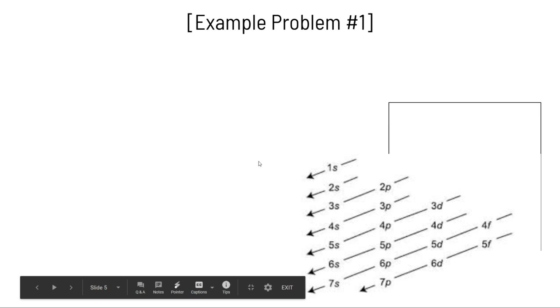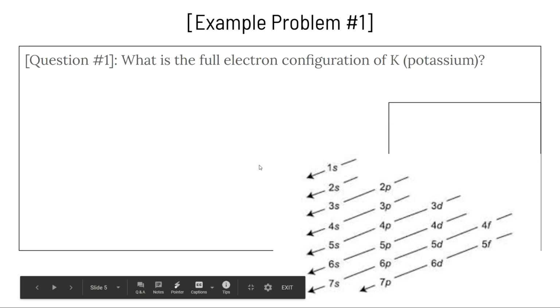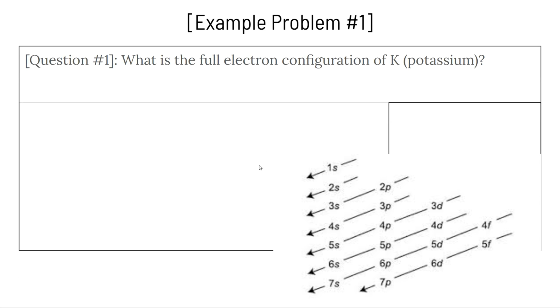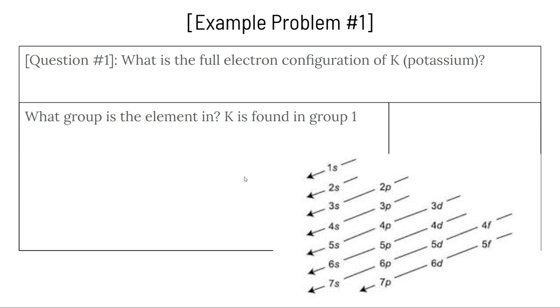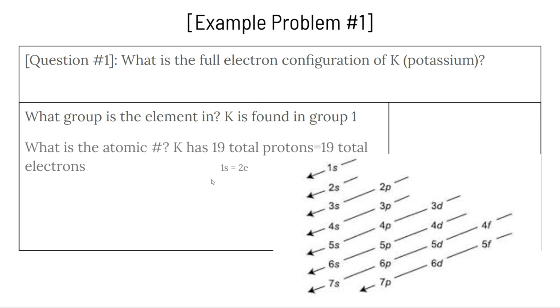So here's our example problem number 1. The question is, what's the full electron configuration of the element potassium? Okay. So what group is the element in? If you look at your periodic table, potassium is found in group 1. What is the atomic number? Potassium has 19 total protons, which equals 19 total electrons.